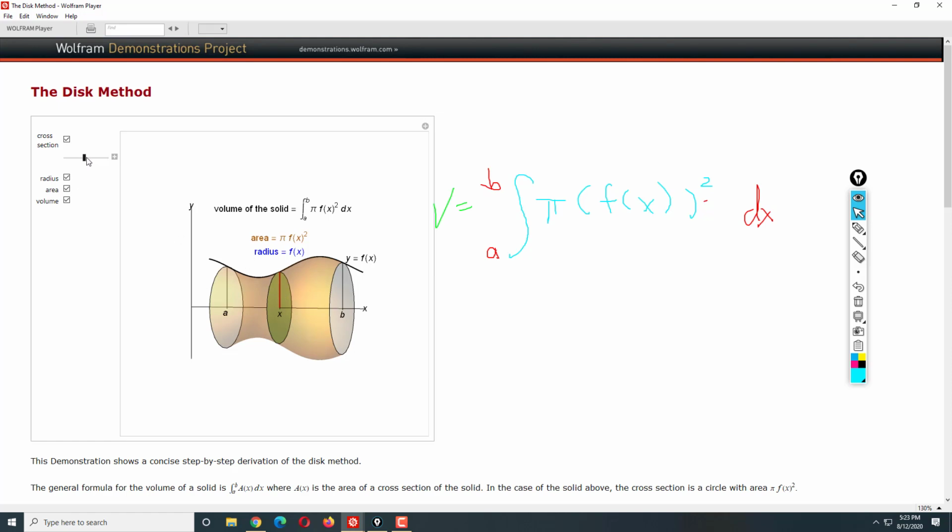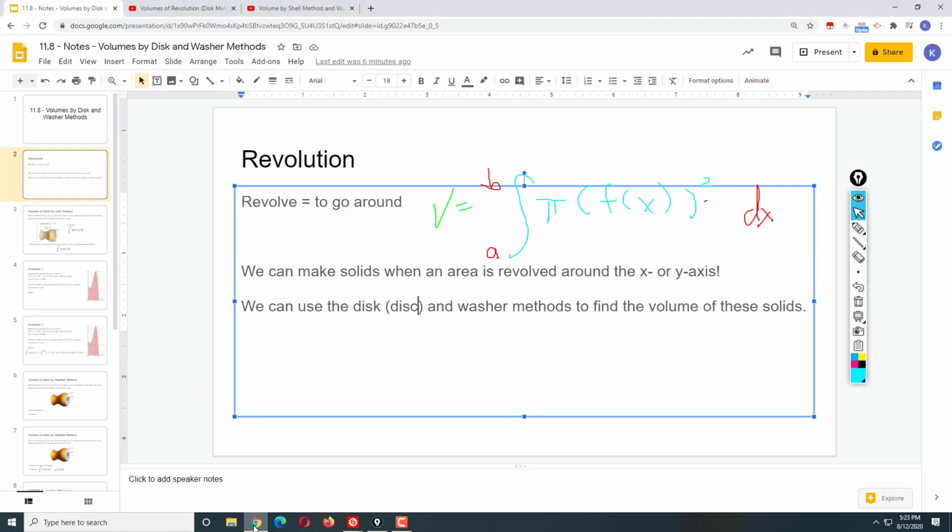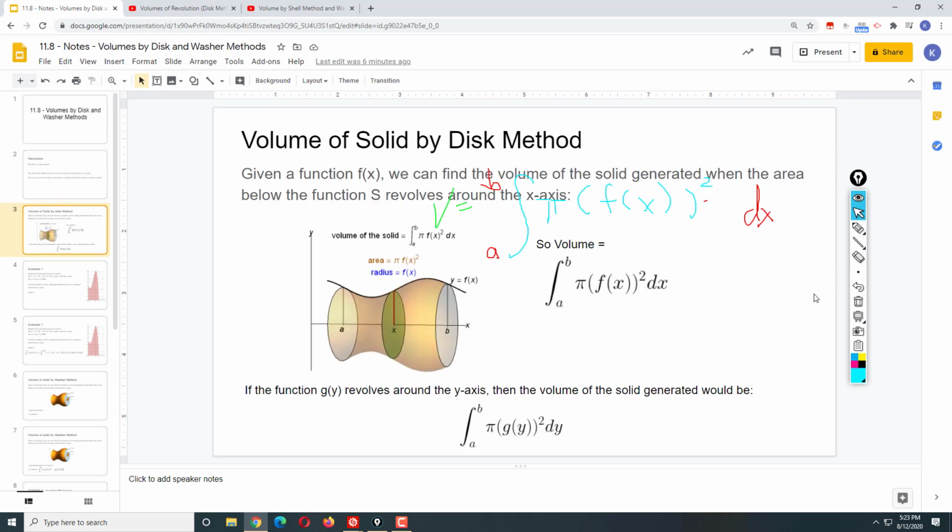We're adding up all the areas of each of these disks. That's why the volume is given by this formula. If we have a function g of y that revolves around the y-axis, it works the same way: the volume will be the integral from a to b of pi times g of y squared dy.